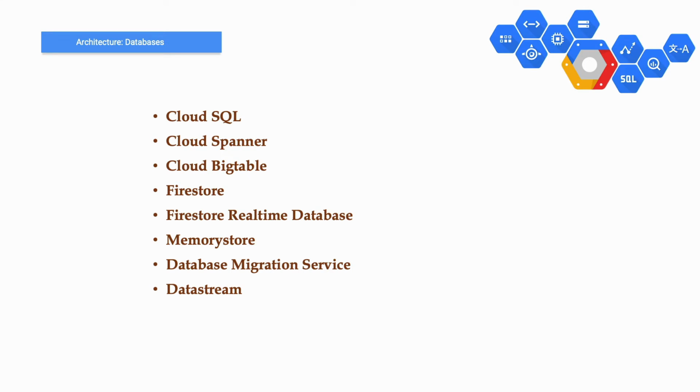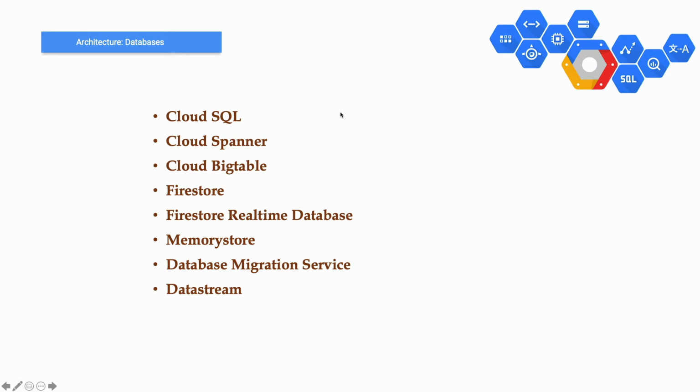Hi, Google Cloud provides a variety of databases across relational, NoSQL, and document-based databases. As part of databases, we will look at the following databases and database technologies. Cloud SQL, which is a fully managed database for MySQL, Postgres, and SQL Server. Cloud Spanner, a cloud native relational database but with unlimited scale.